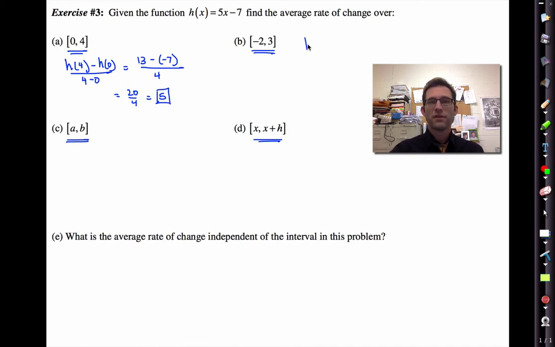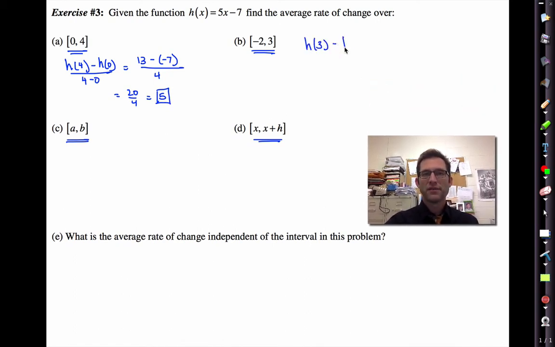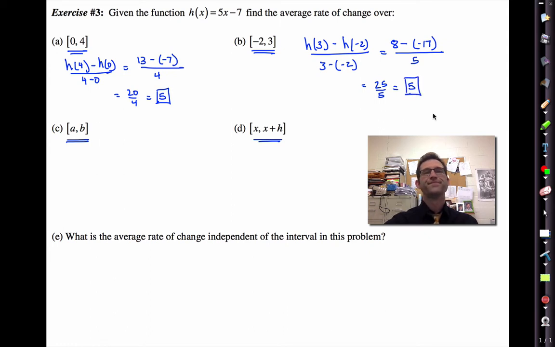All right, whatever, let's do this one. h of 3 minus h of negative 2 divided by 3 minus, again, watch out, 3 minus negative 2. Let's see, h of 3, 5 times 3 is 15, minus 7 is 8, minus h of negative 2, 5 times negative 2 is negative 10, minus 7 is negative 17, right? And 3 plus 2 is 5. So I'll get 25 divided by 5, and that gives me 5. That's a little weird that we got the average rate of change being the same in those two.